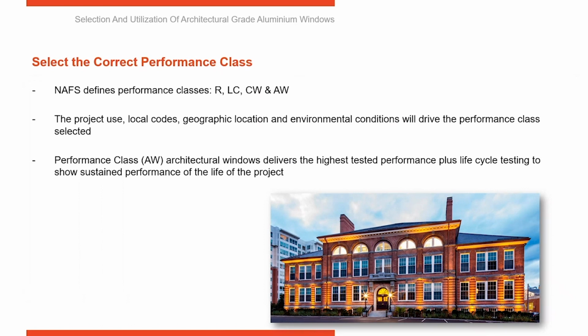So to wrap things up, I'd like to review quickly what we walked through. NAFS 17 is that first document we looked at, and that gives you 5 tests for every window that is going to go through NAFS. And then NAFS creates these performance classes, which is R, residential, LC, light commercial, CW, commercial grade, and AW, architectural grade window. And then above and beyond that, you have AAMA 910.